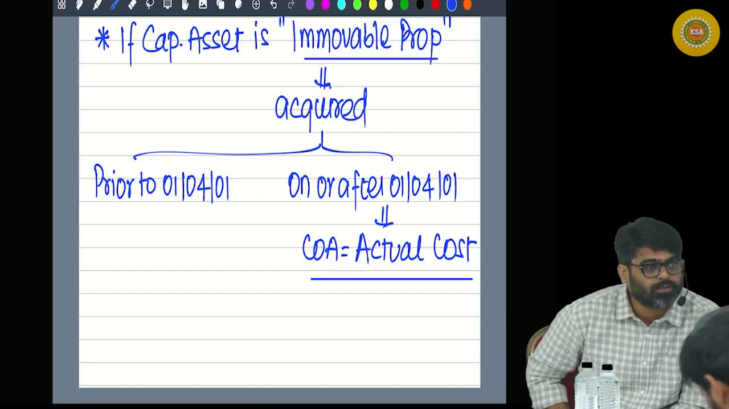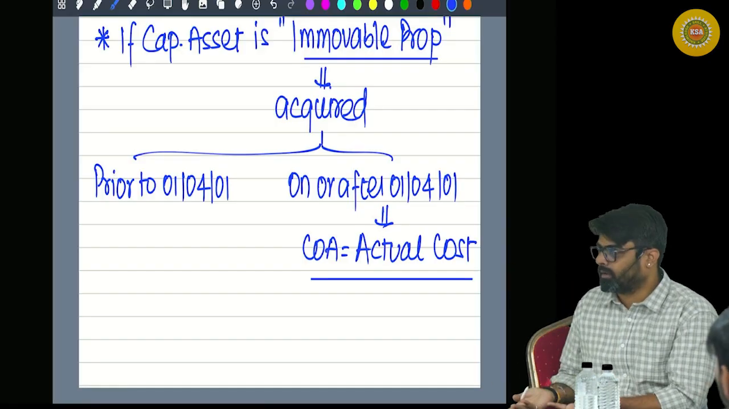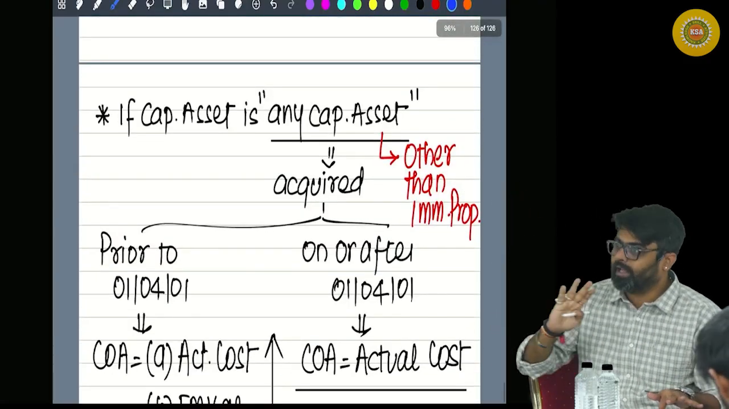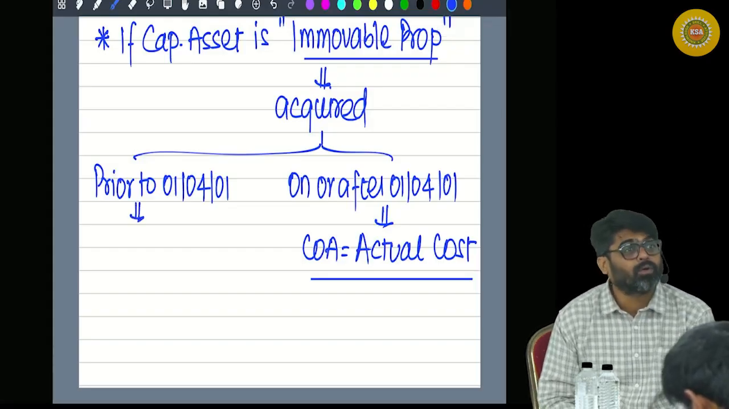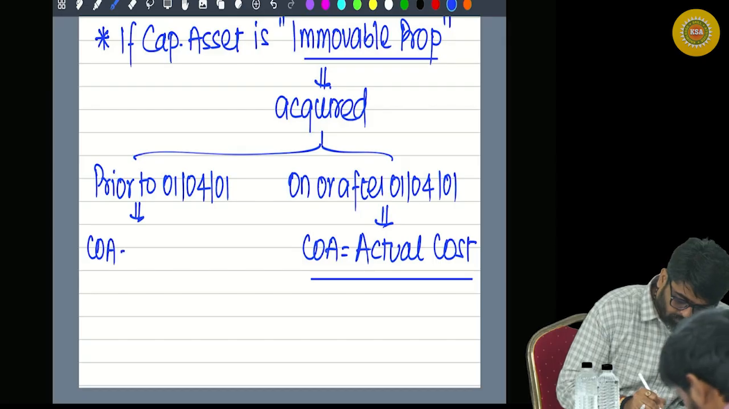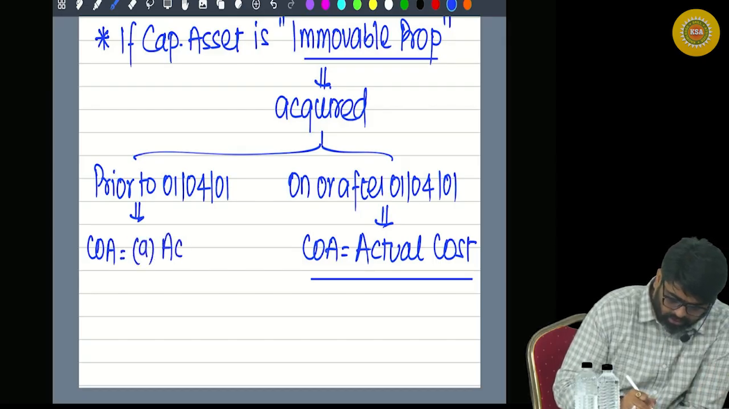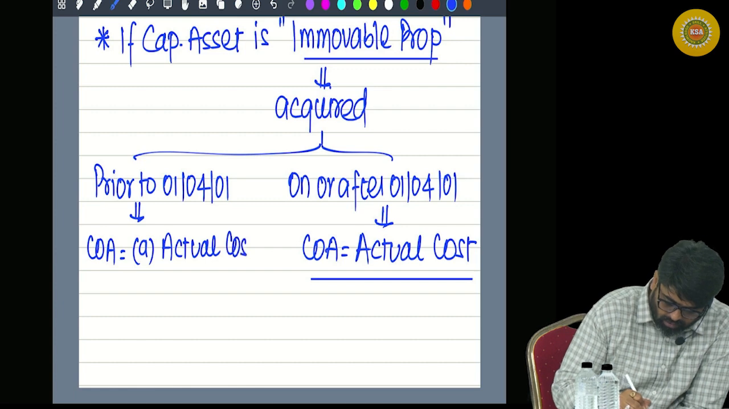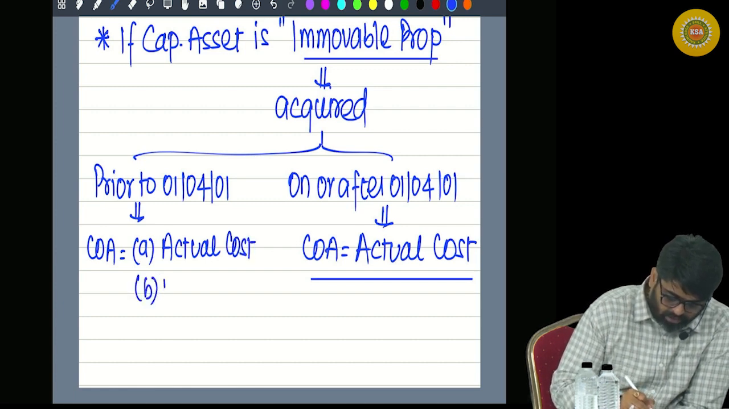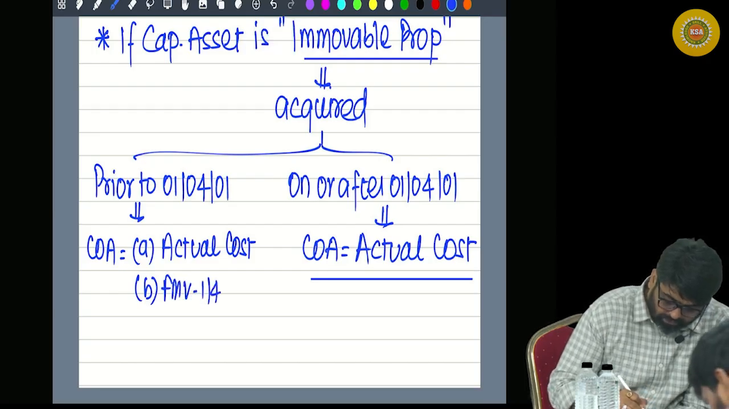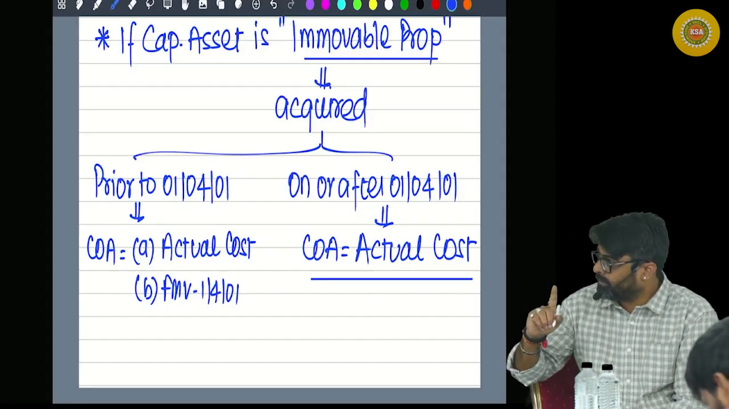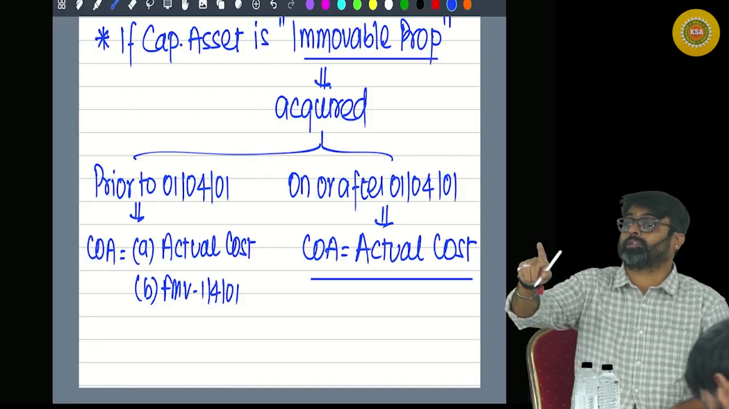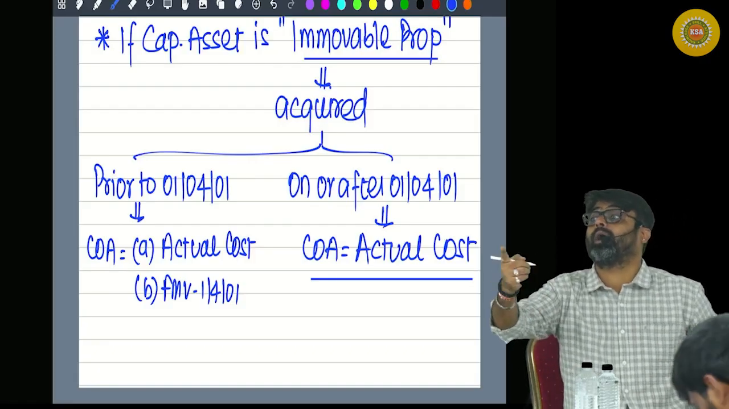Then sir, why did you separate? You should have kept it there only. No. Why did I separate? I am going to tell you. It was acquired prior to. So what will be the cost of acquisition? Sir, A, your actual cost, and B, the fair market value as on 1st April 2001. But this fair market value should not be more than the stamp duty value as on 1st April 2001 if available.